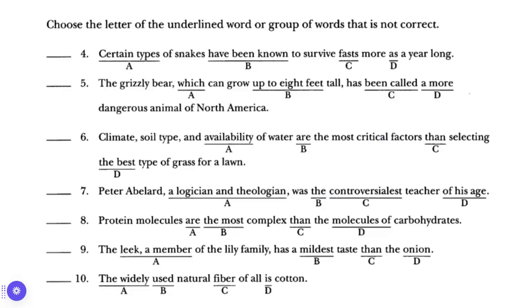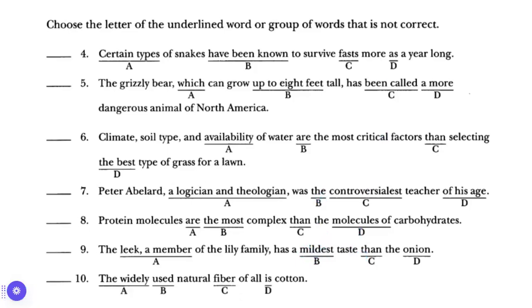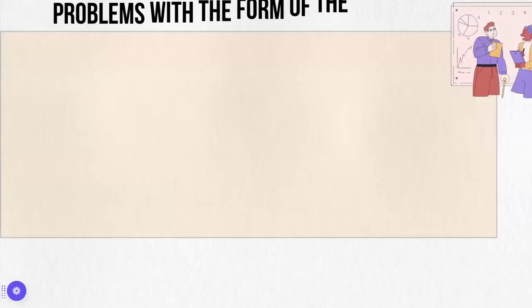Number 9, B. The correct word is this one, milder, and no mildest. Has a milder taste than the onion. And number 10, letter A, the most widely, and not the widely used. Uy, sorry. Okay, good, let's move on.